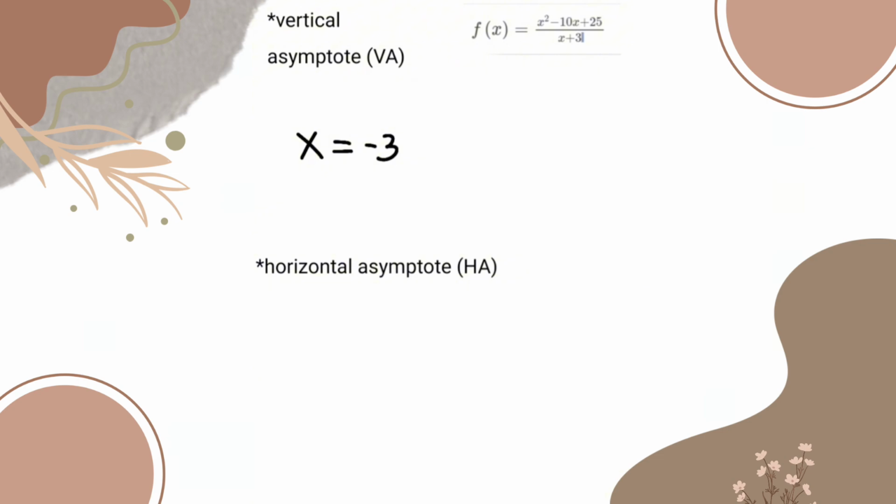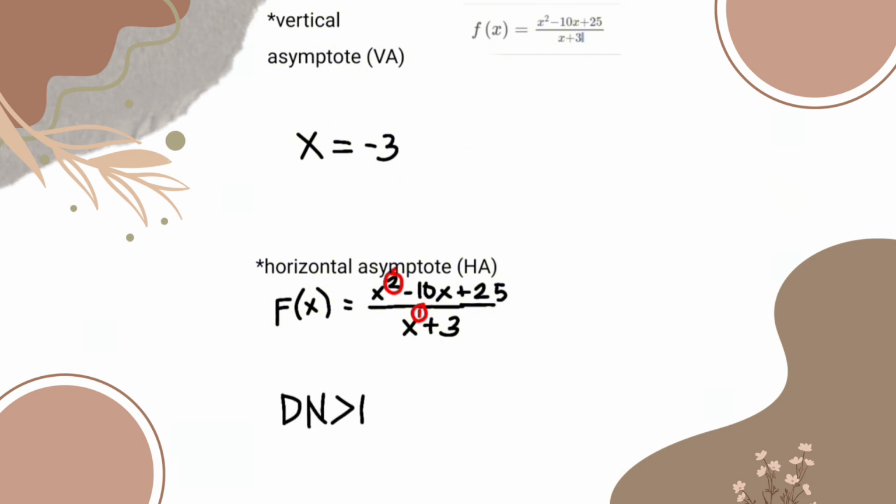To find the horizontal asymptote, find the degree of the numerator and the degree of the denominator. If the numerator is less than the denominator, the horizontal asymptote is y equals 0. If the numerator is greater than the denominator, the horizontal asymptote is none. If the numerator is equal to the denominator, the horizontal asymptote is y equals the ratio of the leading coefficients. So the degree of the numerator is 2 and the denominator is 1. The horizontal asymptote is none.